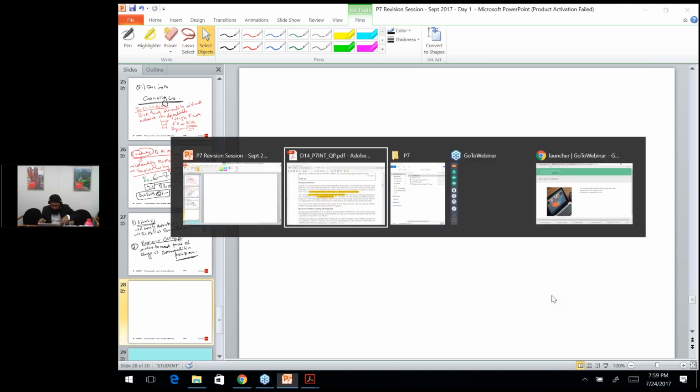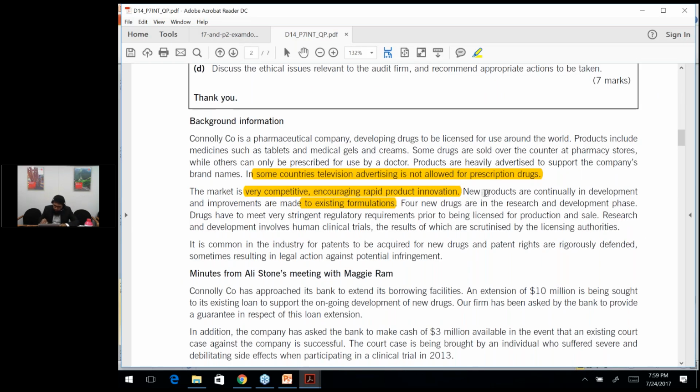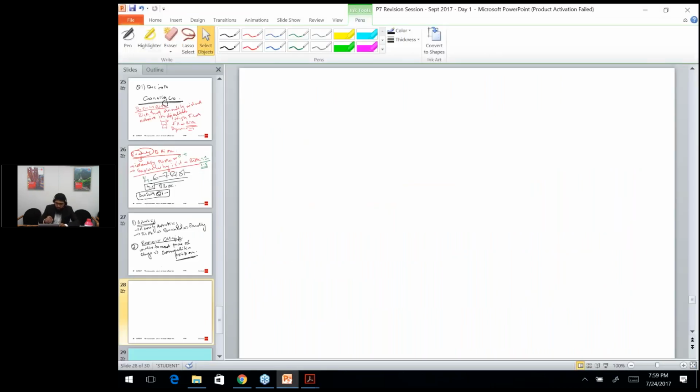Now, if I move forward, then it says that the four new drugs are in the R&D phase. Drugs have to meet stringent regulatory requirements, etc. It is common in the industry for patents to be acquired for new drugs, and patent rights are rigorously defended, sometimes resulting in legal action against potential infringement. So you see, we come across another risk, which is that in our industry, we have to face this thing, which is the patent infringement risk. So we need to face this risk, which is of the patent infringement.